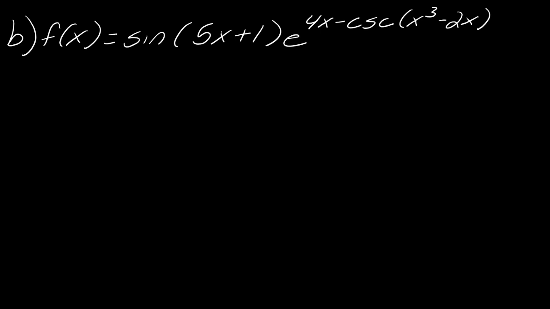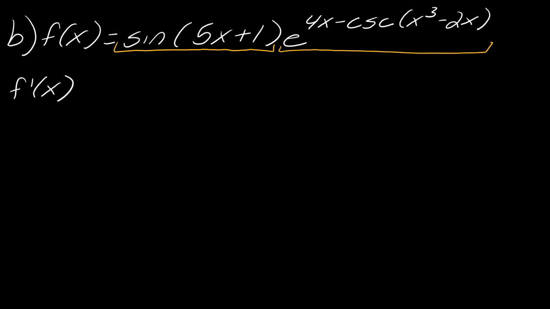So I've got f of x equals sine of 5x plus 1 times e to 4x minus cosecant of x cubed minus 2x. Okay, so looking at this, again, you see all these chain rules here, but ultimately what's going on here, I've got this function, so maybe I'll underline it, this function times this other function. And yes, we'll have to use the chain rule, but where we need to start is with the product rule.